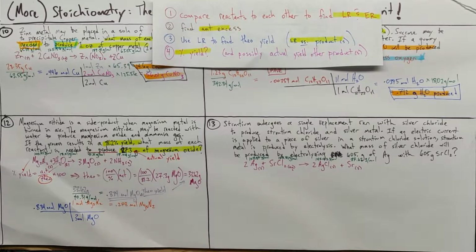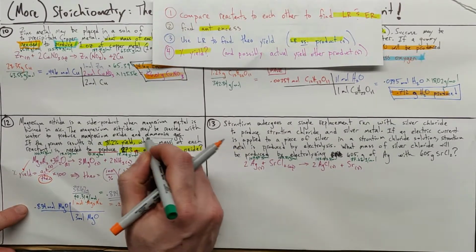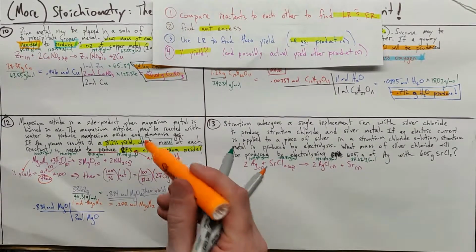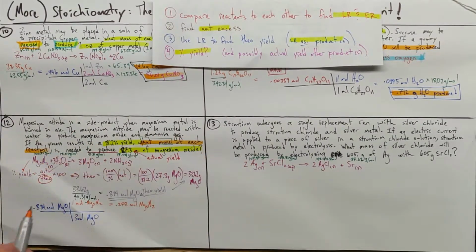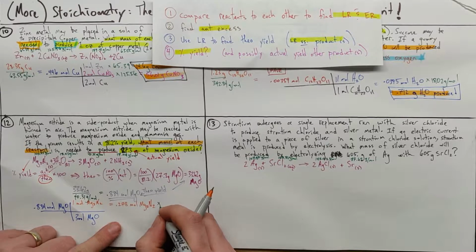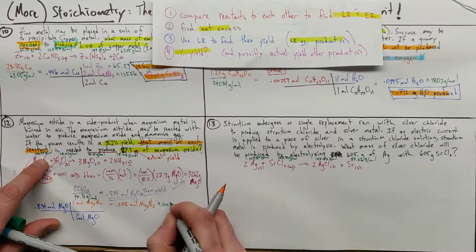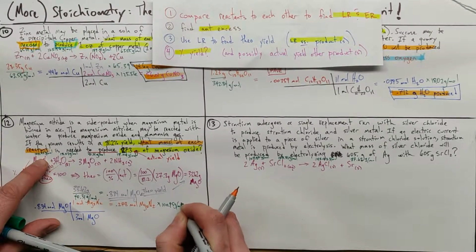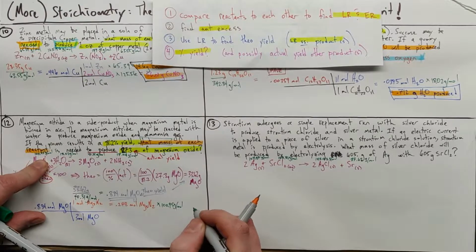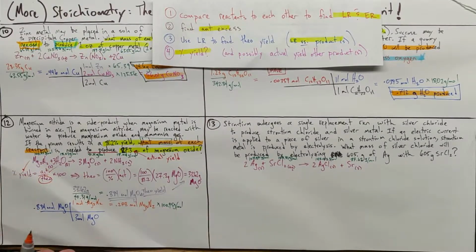And we would multiply by our molar mass because we're asked for what mass, I guess, of each reactant. So we multiply by the 100.95 grams per mole, and that gives us 28.1 grams of magnesium nitride.